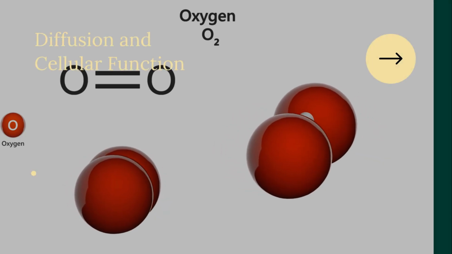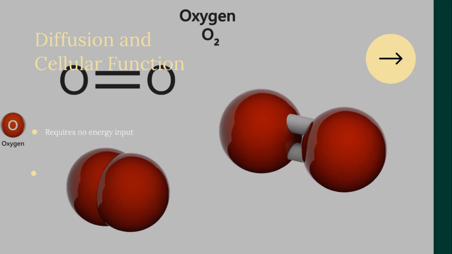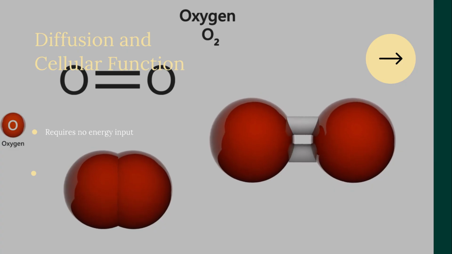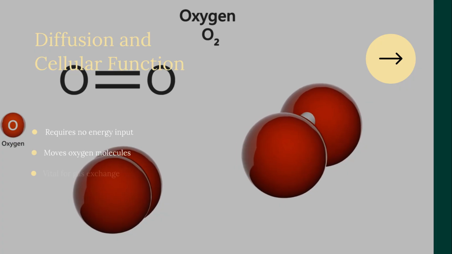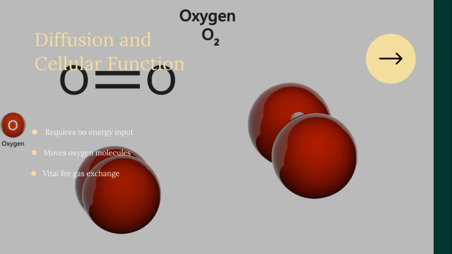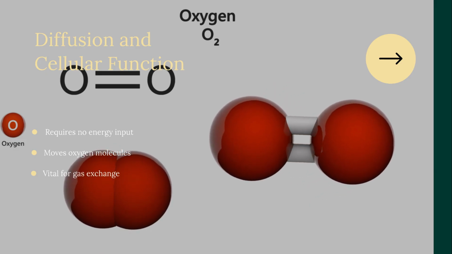Diffusion is a passive process requiring no energy. It moves small molecules like oxygen and carbon dioxide. This is vital for respiration and gas exchange. It allows cells to take in oxygen and expel carbon dioxide. This process is fundamental to cellular function.